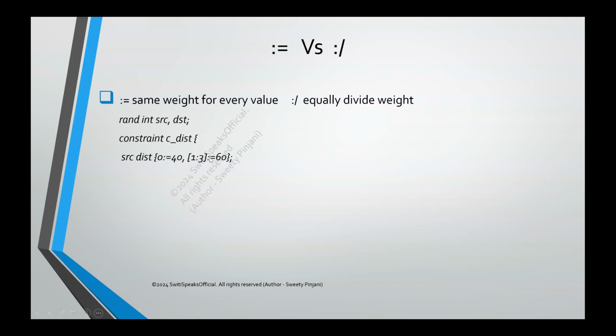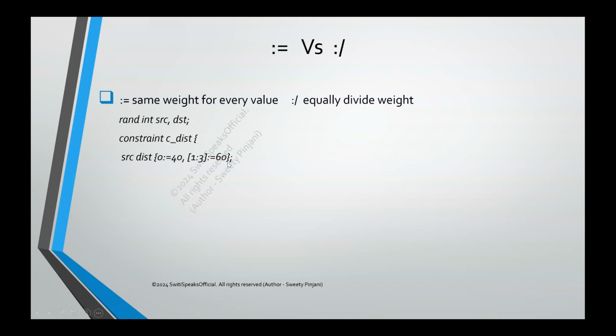And I have used this operator. What does this operator mean? That same weight for every value. Here there are three values, 1, 2, 3, and same weight for every value. What is the weight I want to specify? 60. Since I am using this operator, I want to specify weight 60 for every value in this range. It means 0 already has 40 weight, 1 will have 60 weight, 2 will have 60 weight, 3 will have 60 weight. One value is having weight 40 and three values are having weight 60.